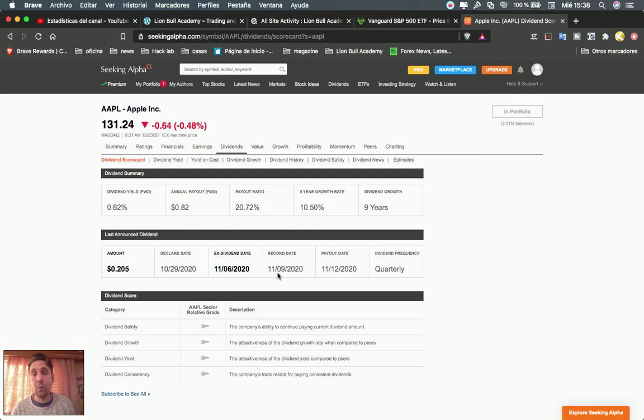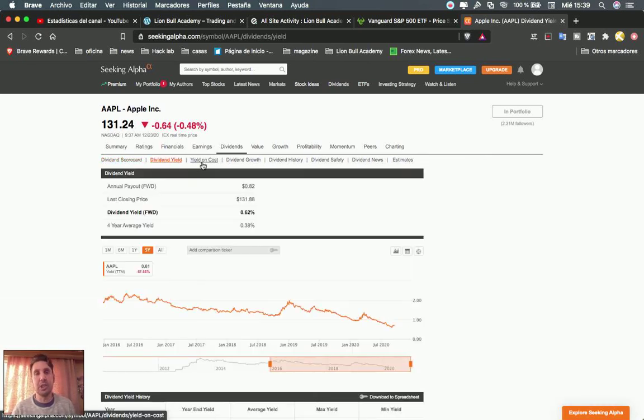The record date here was the 9th of November. So if we hold it until the 10th of November, we can get paid on the 12th of November as dividend. And also this stock pays dividends quarterly. You really have a lot of information here. You can go inside dividend yields, yield on cost, dividend growth. You have really a lot of information about the dividends of the company you are studying.